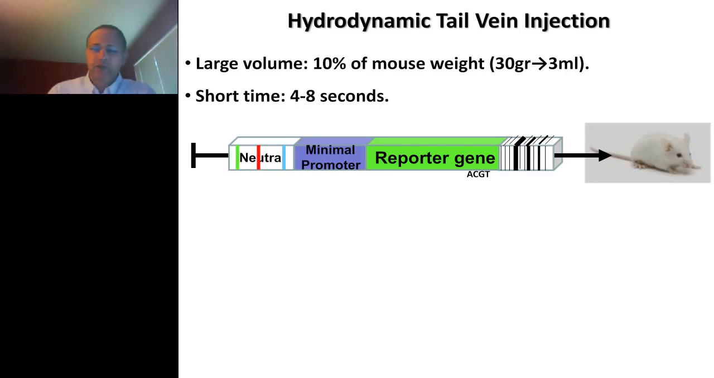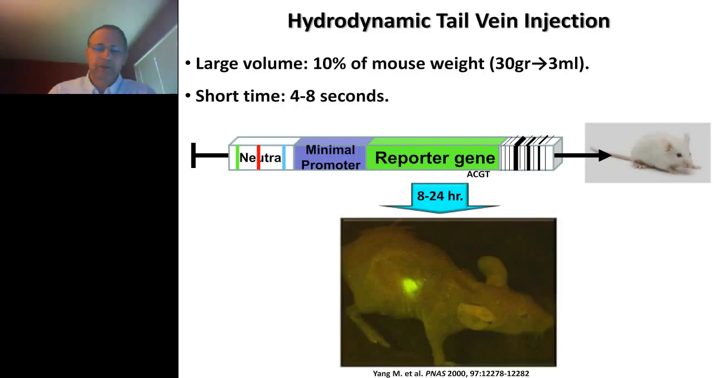And what you get from that is very specific liver expression, as you can see here, where somebody injected GFP into the liver of a nude mouse, and you see expression only in the liver, but very little or hardly any expression anywhere else. So this technique is great for getting DNA into the liver and testing things in a mouse liver, but it's not good for other tissues. If you're interested in the liver, it's a great technique to use. If you're interested in other tissues, it won't be that great.